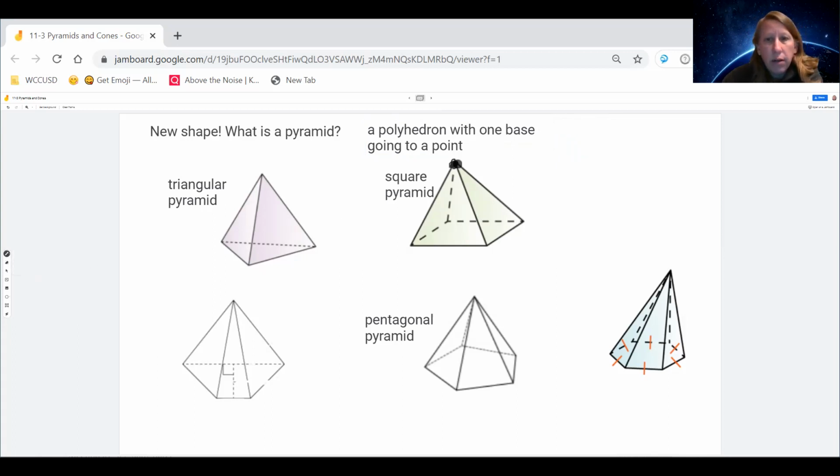This point up here, see how they're all going to a point? That point has a special name. That point is called the apex. The apex is the top point of a pyramid. And unlike prisms, pyramids have only one base. So what shape is the base of this one?